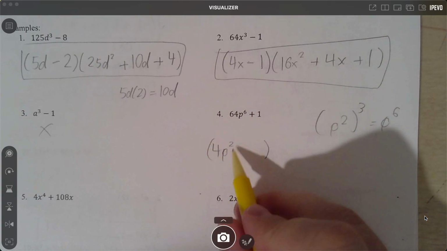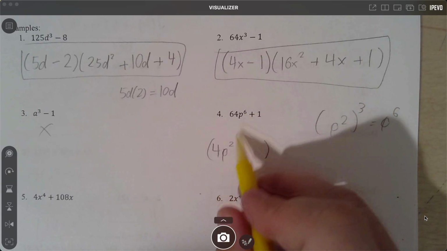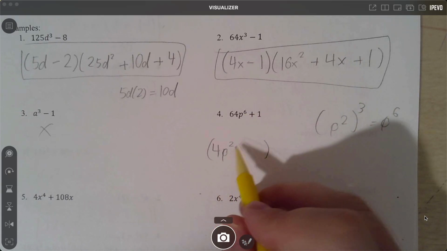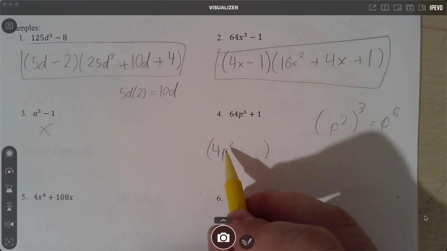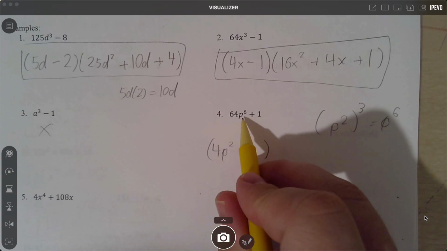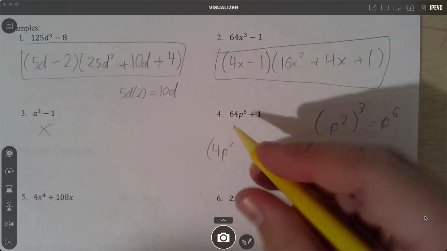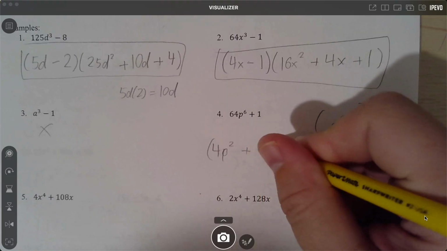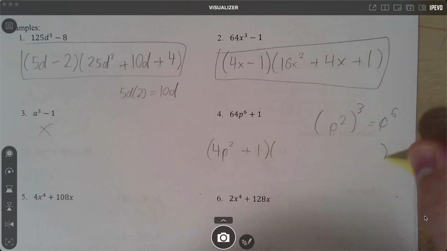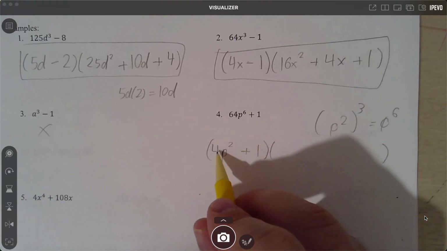So this time, again, to get a p to the 6th, you had to multiply p squared to itself 3 times over. So a squared is the thing that is your perfect cube root. Just let that sit with you until that makes sense. All right. Up next, now we're going to square this thing.